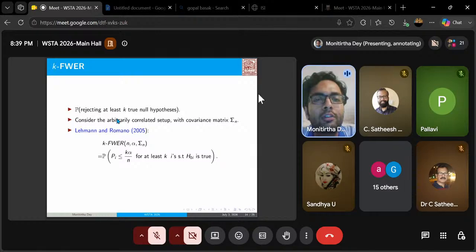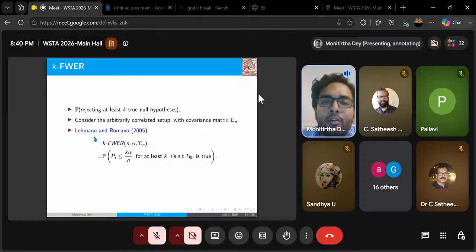So we now move to generalized family-wise error rates. It is the probability that we are making at least k false rejections. Lehman and Romano in their 2005 paper defined the k family-wise error rate as the probability that p_i is less than or equal to k alpha by n for at least k i's such that the corresponding null is true. If k is equal to 1, this procedure is nothing but the Bonferroni procedure. So the Lehman-Romano procedure is an extension of the classical Bonferroni procedure.